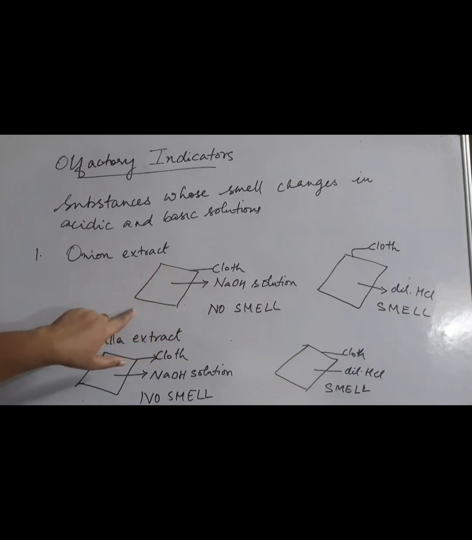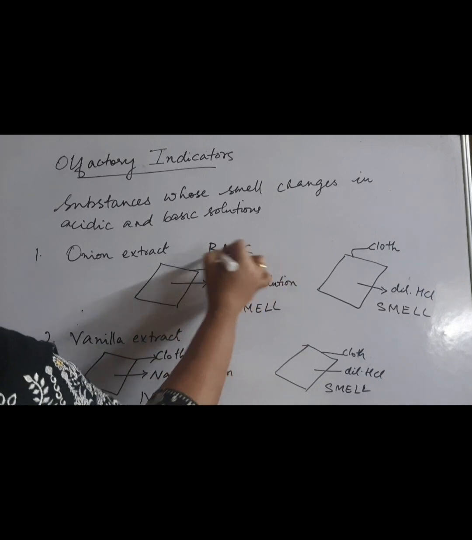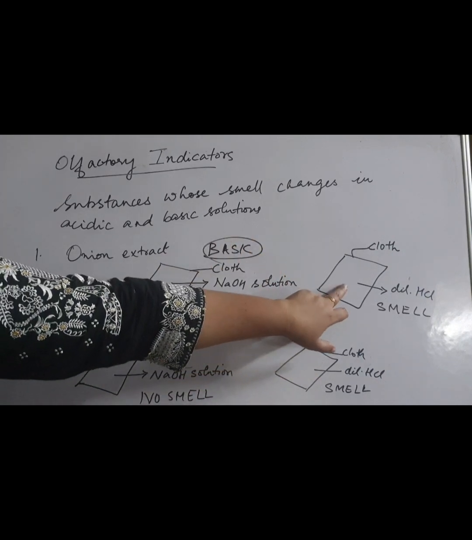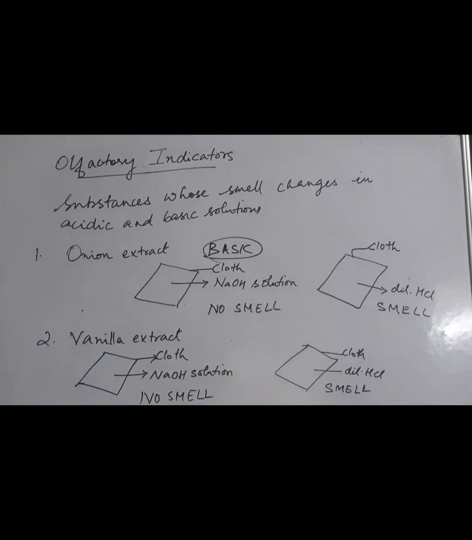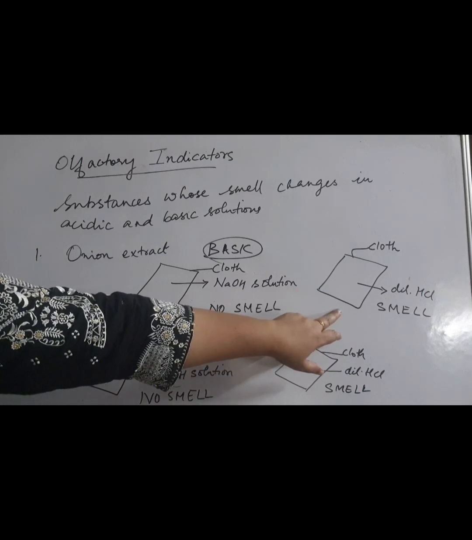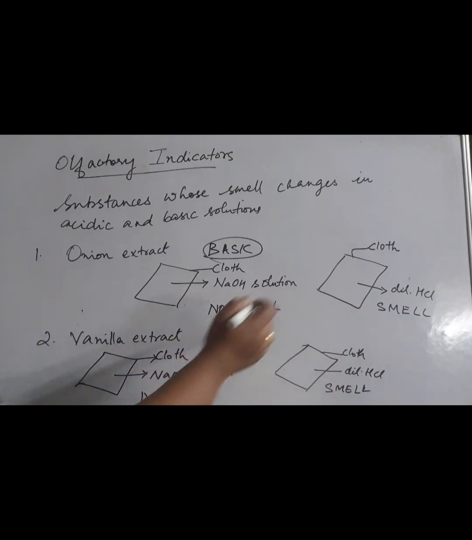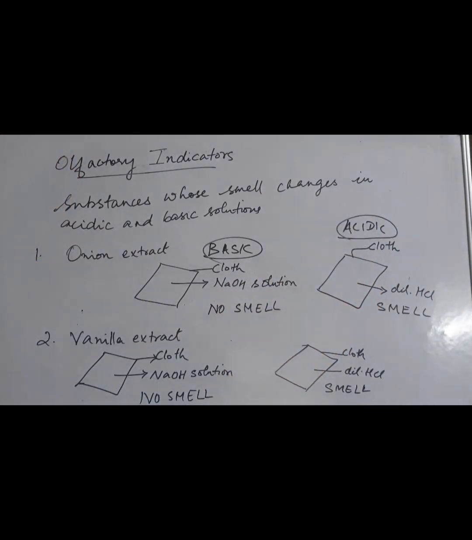Now coming here, I've taken a piece of cloth, and to it I have added some drops of sodium hydroxide solution. Now what I do is I put some extract of onion, and after that, if you smell it, you cannot feel the smell. That means the smell cannot be detected. What is sodium hydroxide solution? It is basic. And in another cloth, I've taken dilute HCl. I had a patch of dilute hydrochloric acid, and in that case, I am putting some onion extract. There you can feel the smell. In basic you cannot feel the smell, but in acidic medium, you can feel the smell.